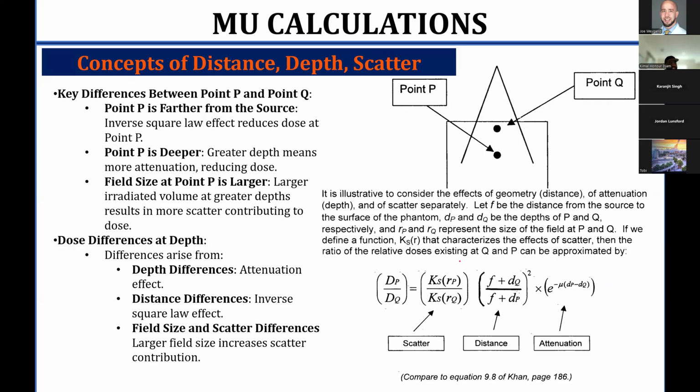Now, if you look at this, there are three components that determine the dose at point P relative to point Q. You have the scatter component, the inverse square law, the distance component, as well as attenuation. All of these three factors must be taken into account to be able to compare the dose at point P with respect to the dose at point Q. And so the differences between these two points arise from the depth differences, which in turn are due to the attenuation effects, the distance differences, which are explained by the inverse square law effect, as well as the field size differences because of the different scatter contributions at different field sizes.